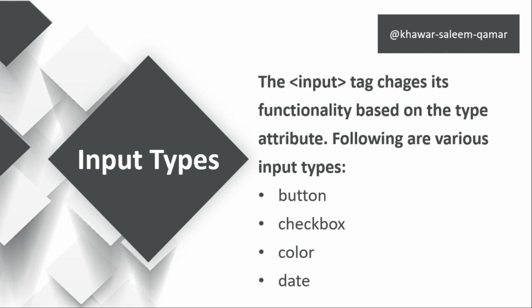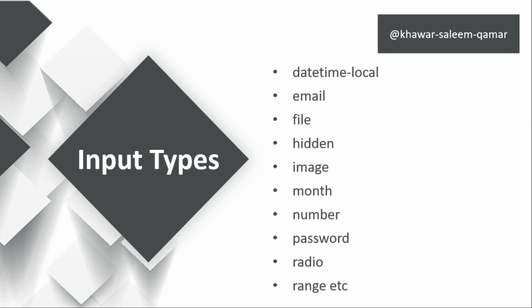As we talked about in our previous video as well, the input tag changes its functionality and appearance depending on the type attribute. So there are various input types. For example, as you can see, some of them are listed here: button, checkbox, color, date, email, file, hidden, image, month. So we will be elaborating on them.